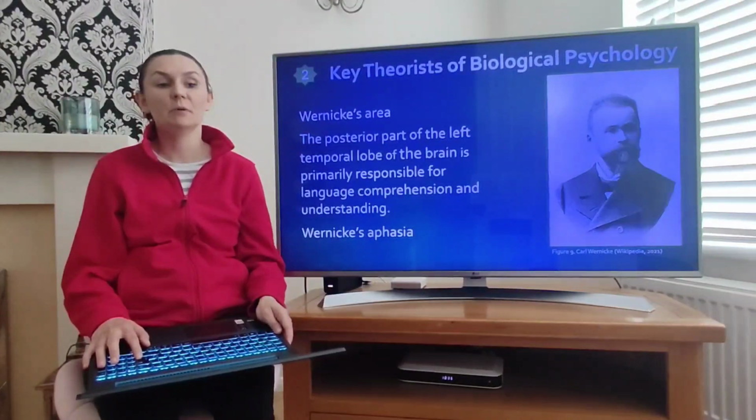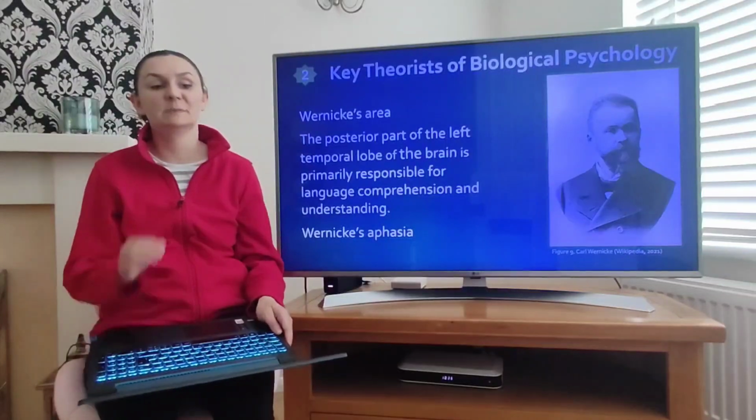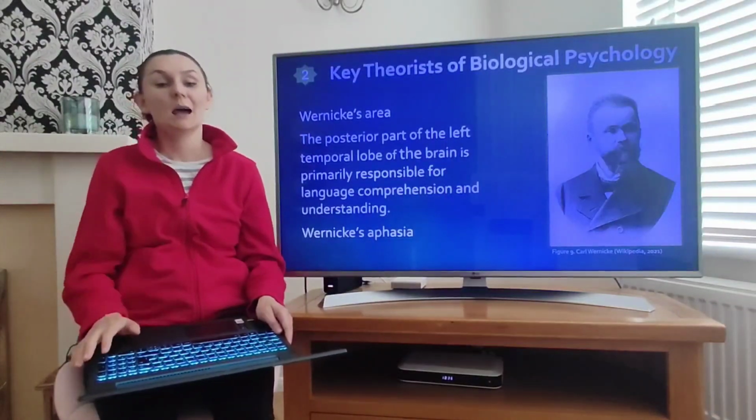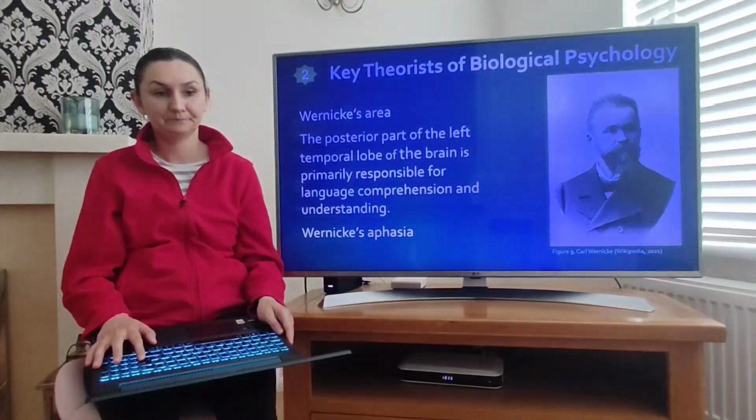He performed many post-mortem examinations on patients with speech disorders. Speech disorders related to the posterior part of the left temporal lobe are called Wernicke's aphasia. A patient with this condition can produce fluent speech, but sentences lack meaning, making it difficult for listeners to understand.